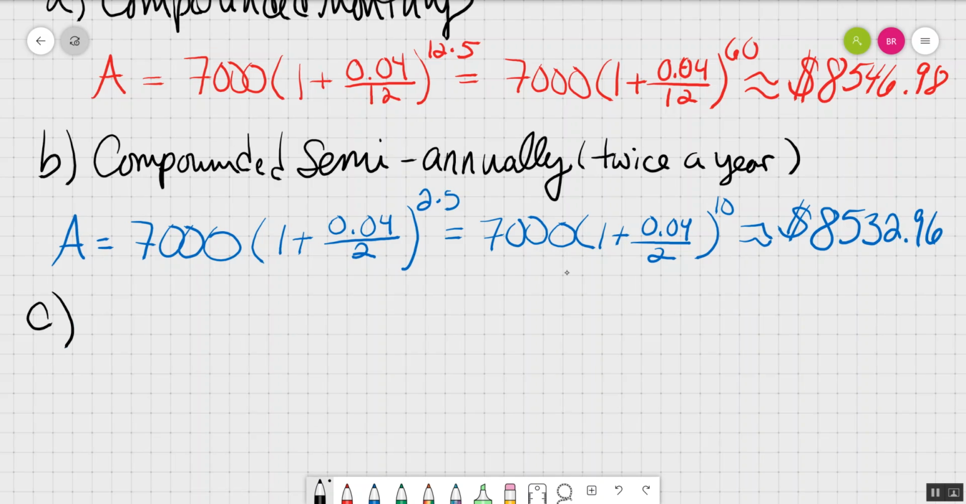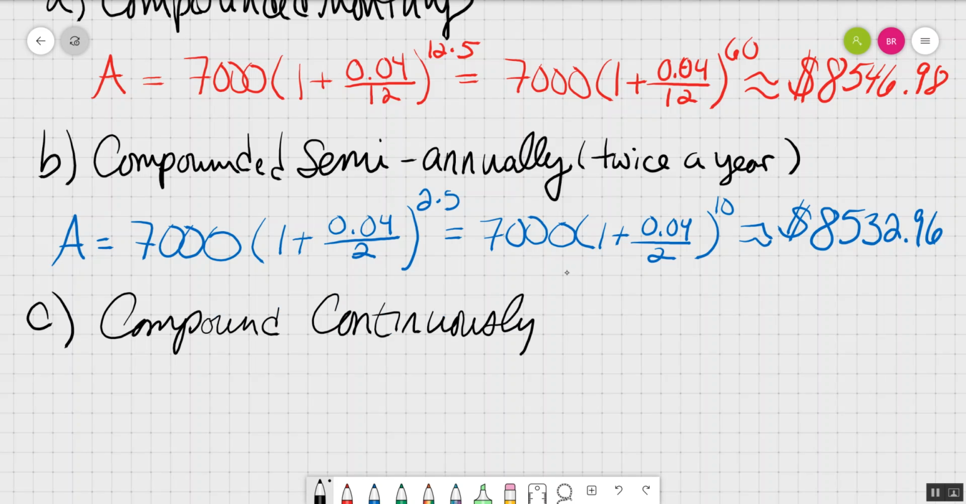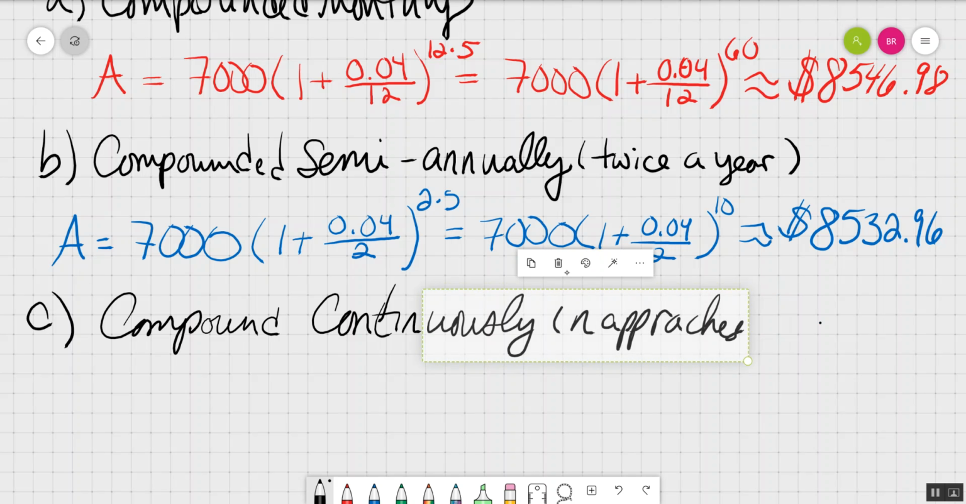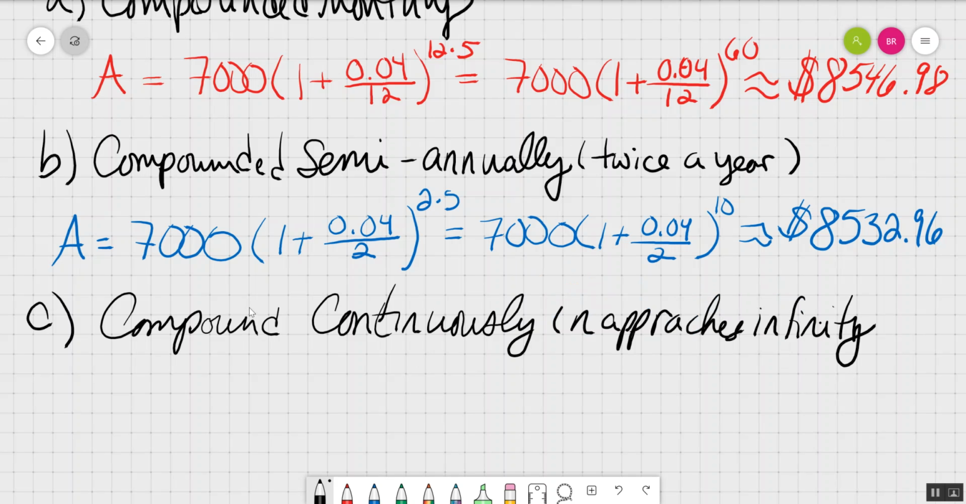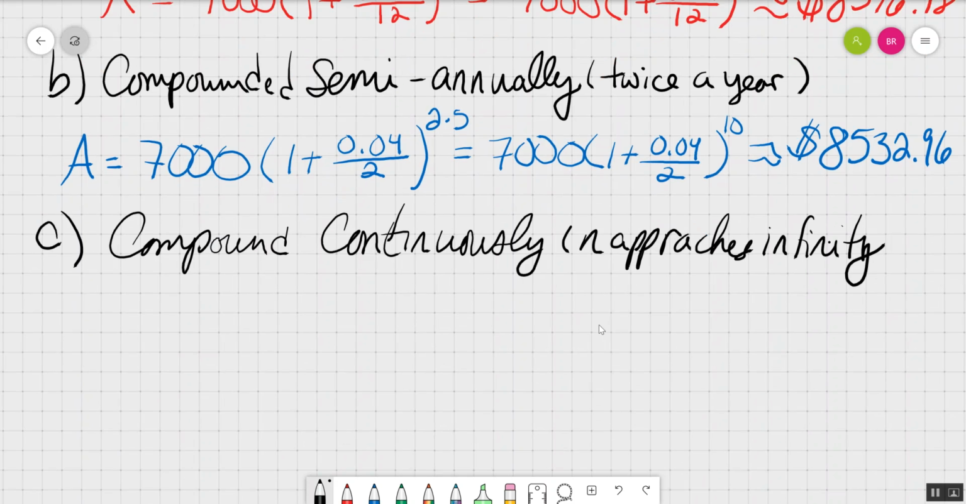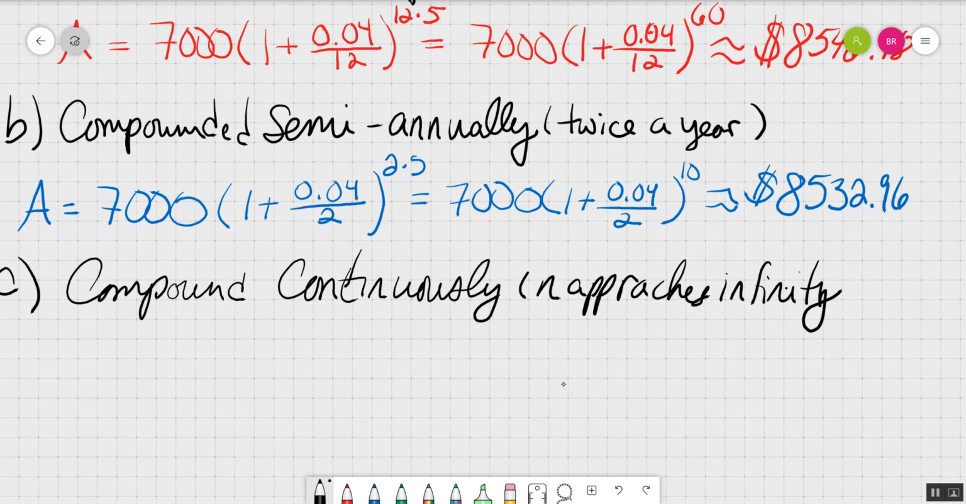Anyway, next up, we're going to do what's called compounding continuously. Now, I haven't done one of these yet, but they are different. Compounding continuously means n approaches infinity. So I'm going to be using e for this. Instead of using my amount equals my base, instead of having my base be this 1.04, I'm going to be using a different equation. I'm going to be using what's called the PERT equation.